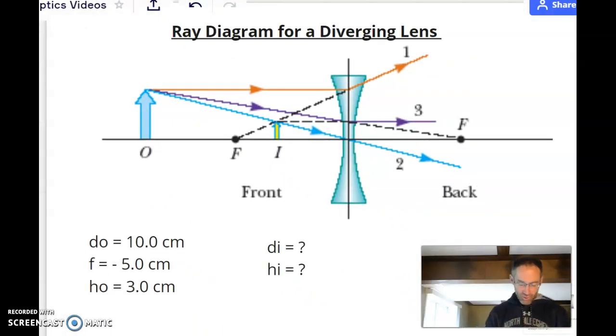So look at this orange one. From the end of the object, the orange one's coming out, it's parallel to the principal axis. We still have a principal axis, and it's parallel to the principal axis, and then hits the lens. Now here's one weird thing. You and I know that refraction only happens at interfaces. And so technically, the refraction happens a little at the first surface and a little at the second surface. But nobody ever draws it that way. What is drawn is you just draw it happening right in the middle of the lens.